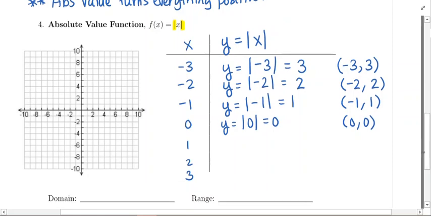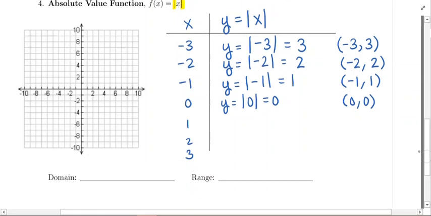Moving down to positive x values. If x is +1, the y value is going to be the absolute value of 1. The absolute value of a positive number is the number itself, so the absolute value of 1 is 1. So if x is 1, the y value is 1. So the graph will go through the point 1, 1.